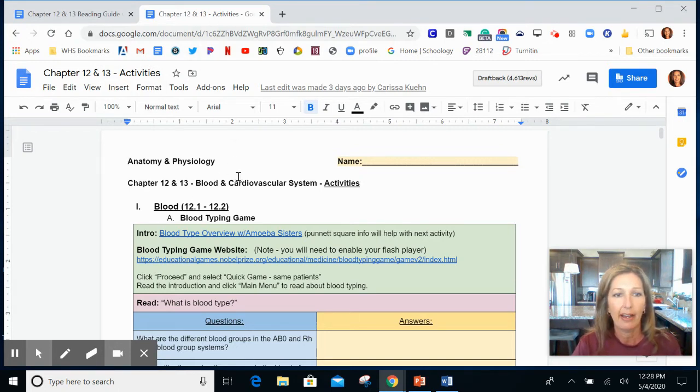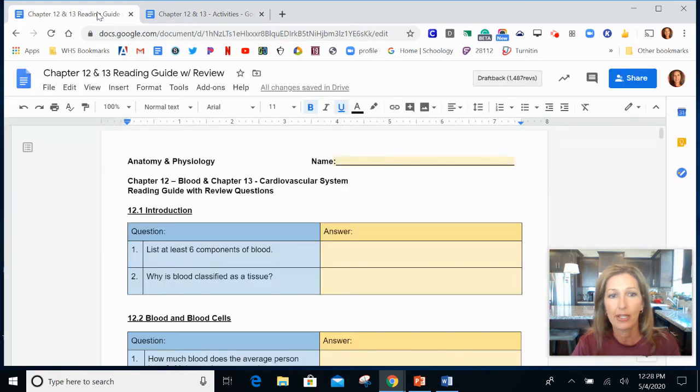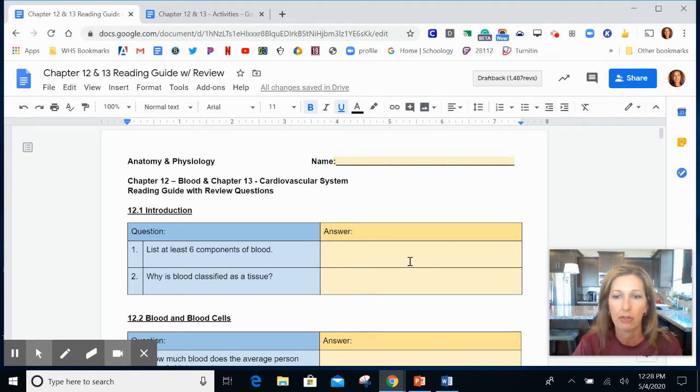We will have an activities guide, and this is going to lead you through some interactive activities. And then, like always, we've got our reading guide. We changed the format of it to make it easier for you to digitally answer instead of handwrite, and be able to upload this. So we have these text boxes for you with the questions and the answers. But this reading guide has the exact same questions that we posed on the old reading guide.